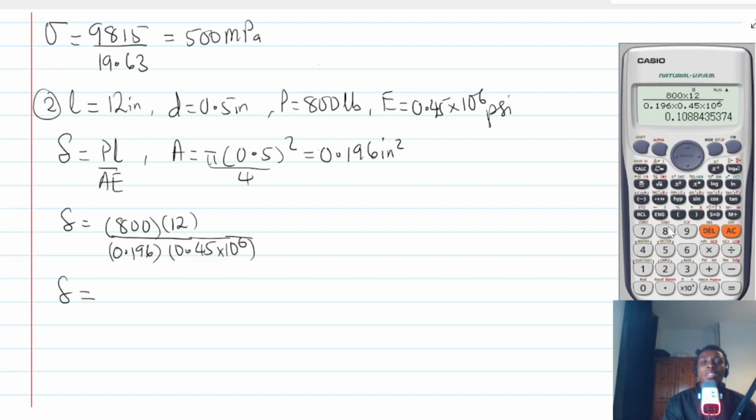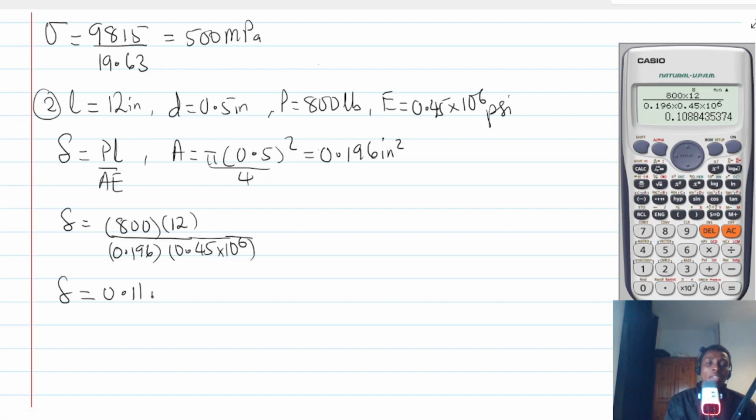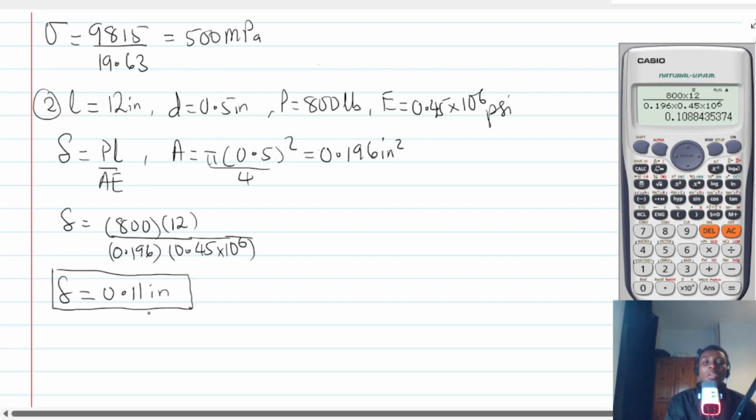So the elongation is 0.08. Okay, so let's say 0.11. So 0.11 inch. That is our elongation.